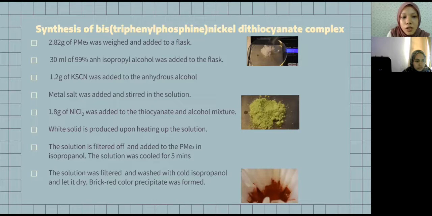And then a solution was produced upon heating the solution. And then the solution is filtered off and triphenylphosphine is added in the isopropanol. And then the solution was cooled for 5 minutes. And then the solution was filtered and washed with cold isopropanol and left to dry. And then the final product, a brick red precipitate, was formed as shown in the picture.